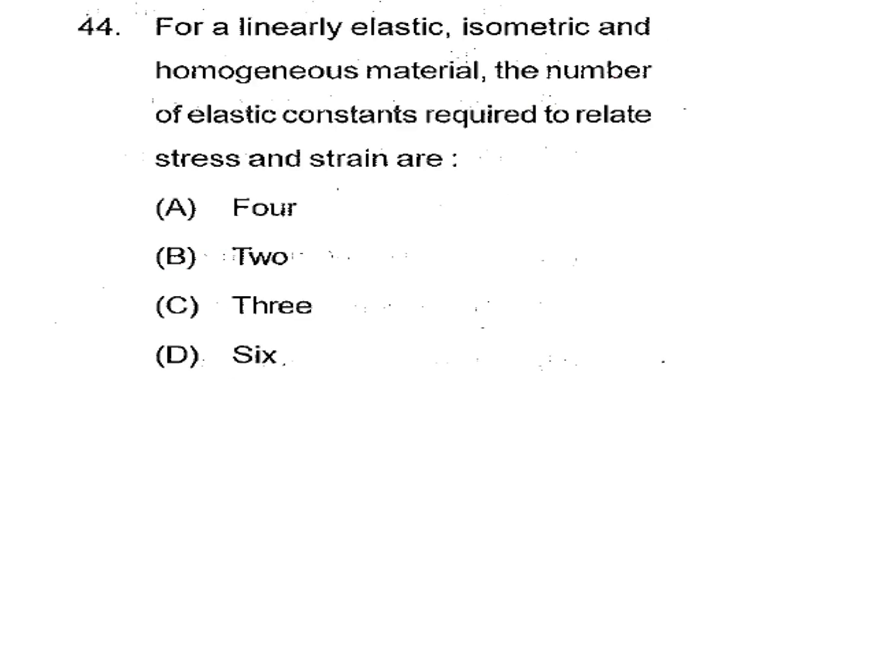For a linearly elastic, isotropic and homogeneous material, the number of elastic constants required to relate stress and strain is. This one is already discussed in the quick review for ISRO examination, strength of materials. You can check it from my playlist. For a linear elastic, isotropic and homogeneous material, the number of elastic constants required is 2. B is our answer. In GATE also this question was asked, in GATE 2015 or 2014.